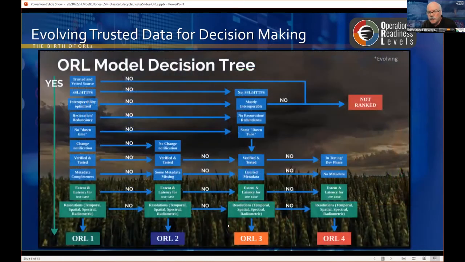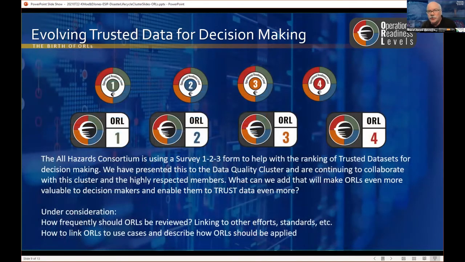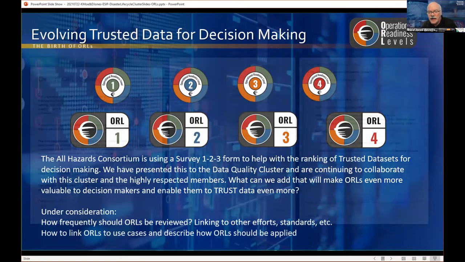And so there is an ORL model decision tree. You might be thinking, well, what defines these ORLs? We have ORL1 on the left-hand side if it meets all these things like trusted and vetted source, interoperability is optimized, no downtime, change modifications issued, metadata completeness, things like that. But then as you go down the chain, ORL2, then ORL3, and ORL4, you see the resulting yes or no's in that decision tree. And so what we did is we put together a Survey123 form for these ORL numbers. And you see it here.